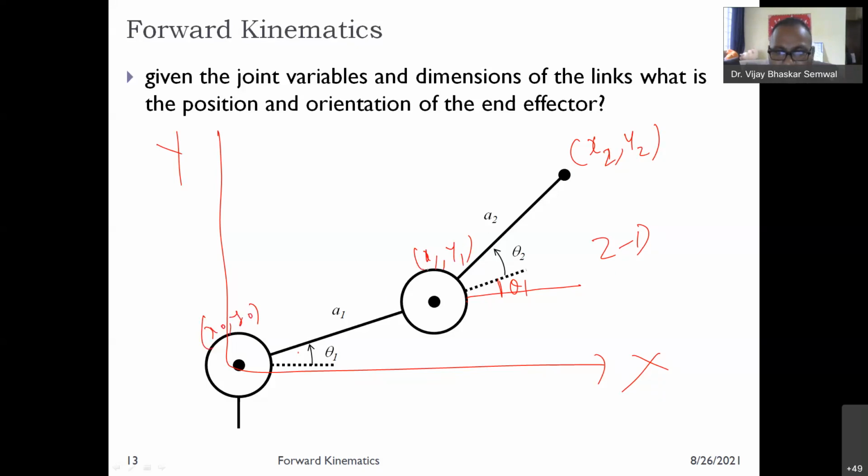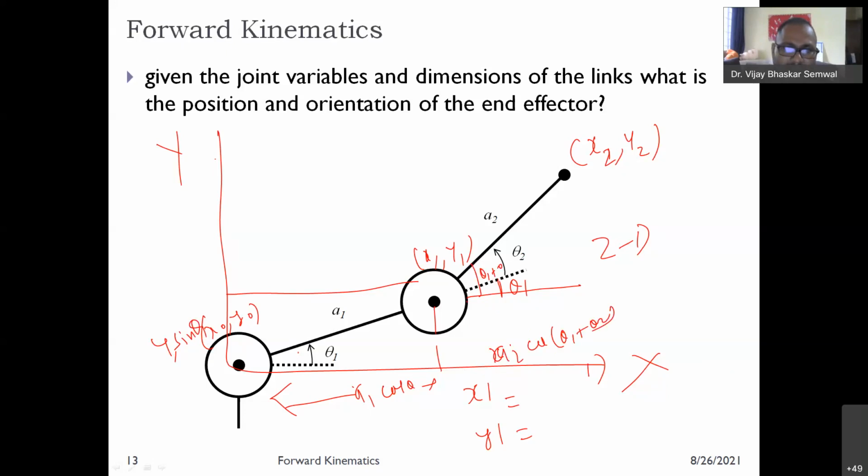Okay, suppose I need to calculate x1 and y1. What will be the value of x1 and y1? Can you write in the chat box? The link length is a1 and this angle is made from the axis, theta 1. So how much is this value? This is a1 cos theta 1. What is the value of y? This is a1 sin theta 1. Now what is this? This is theta 1 plus theta 2. And what is this value? From here to here, this is a2 cos(theta 1 plus theta 2). And what is this value? a2 sin(theta 1 plus theta 2). Is this clear to everyone?